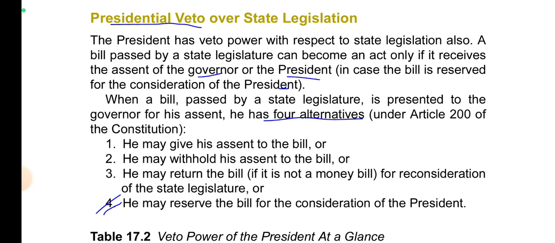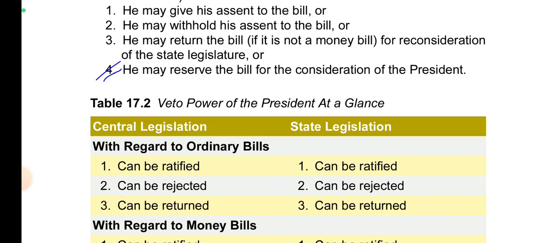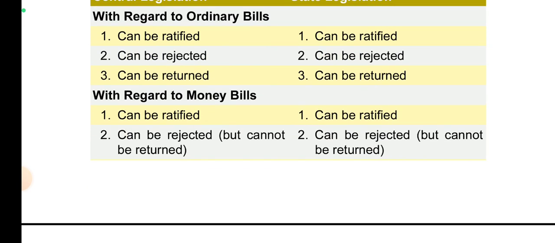Now, presidential veto over state legislation. The President has veto power with respect to state legislation also. A bill passed by a state legislature can become an act only if it receives the assent of the Governor or the President, in case the bill is reserved for the consideration of the President. When a bill passed by a state legislature is presented to the Governor for his assent, he has 4 alternatives under Article 200 of the Constitution. He may give his assent to the bill, he may withhold his assent to the bill, or he may return the bill, if it is not a money bill, for reconsideration of the state legislature, or he may reserve the bill for the consideration of the President.